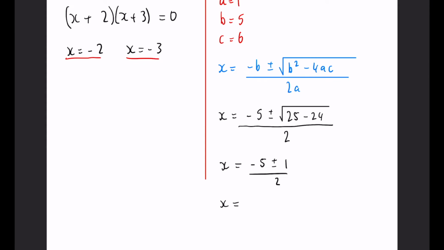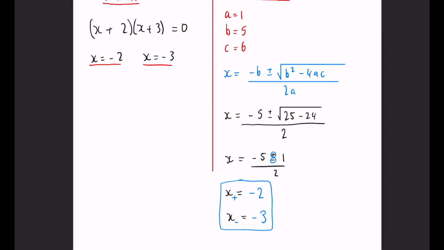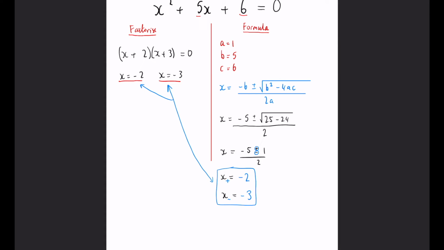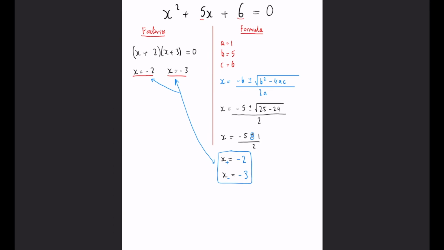So this is going to give us two solutions, one when it is a plus and one when it is a minus. So let's say x plus first. Minus 5 plus 1 is minus 4. Divide that by 2 gives us minus 2. Now x minus is going to equal minus 5 minus 1, which is minus 6. Divide that by 2, and we get our two solutions. And you can see these are exactly the same as these two. So it works exactly the same way, just a little bit more complicated when you cannot factorise it.